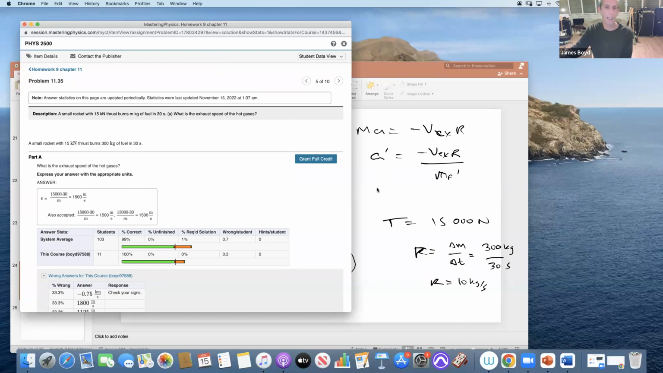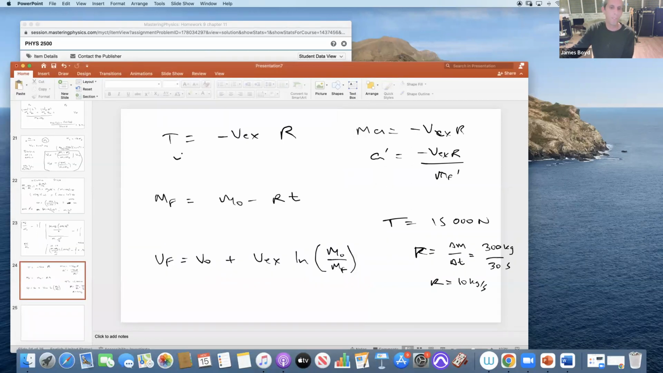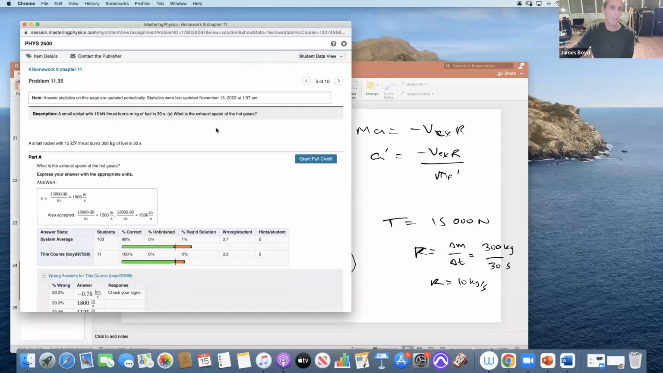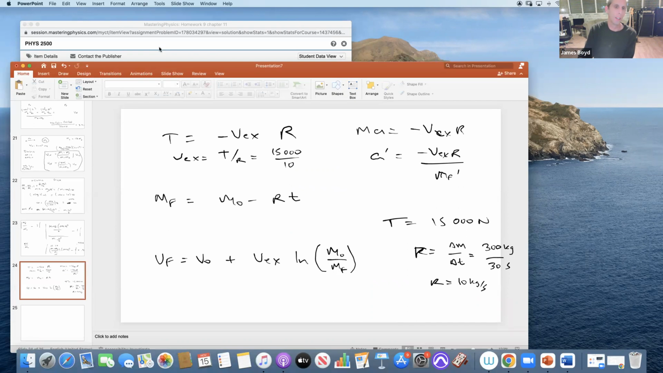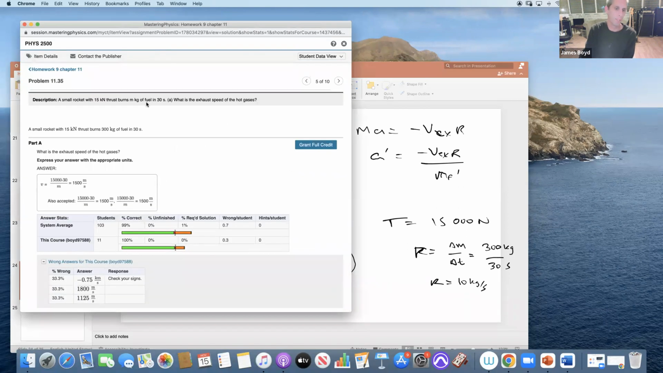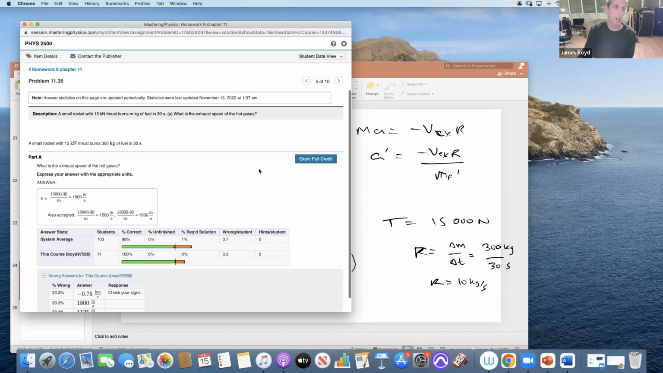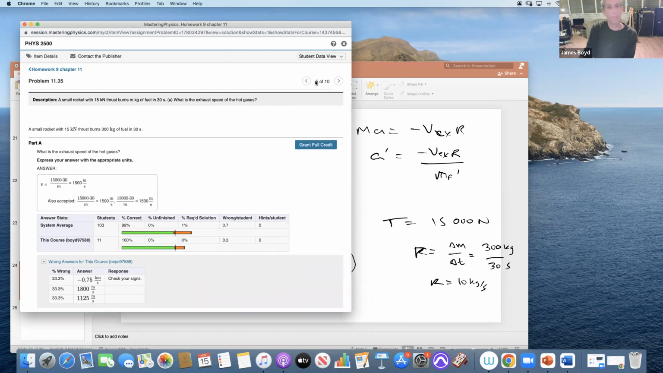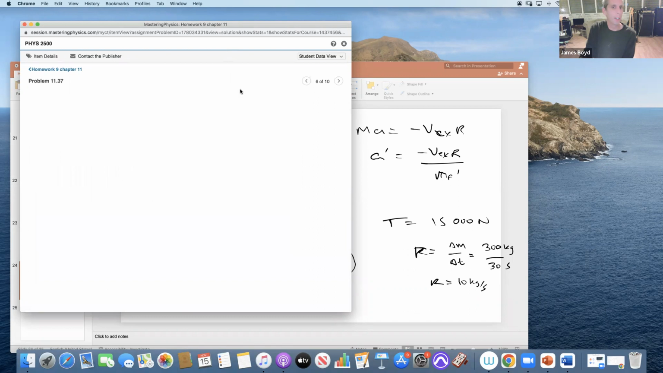What is the exhaust speed? So Vex is, and we assume that the thrust is negative, so thrust over R, which is 15,000 divided by 10, or 1,500 meters per second. Okay, just rewrite that. Assume the thrust is negative. Was that really it? Yes, that was it.